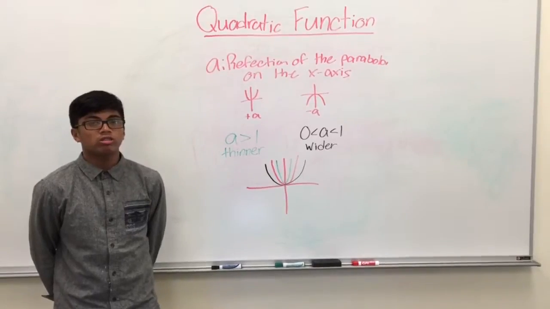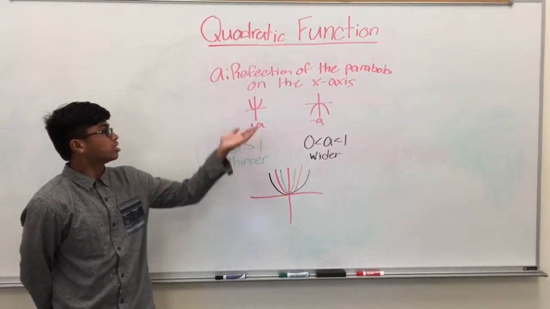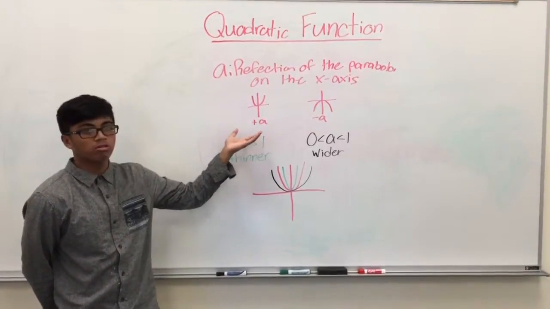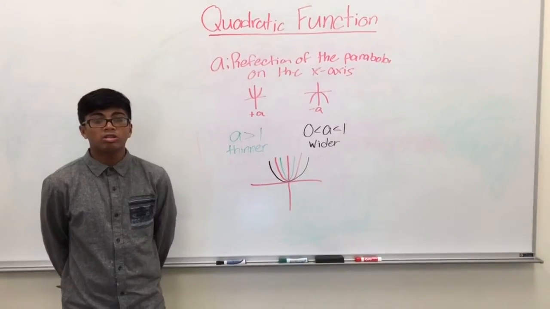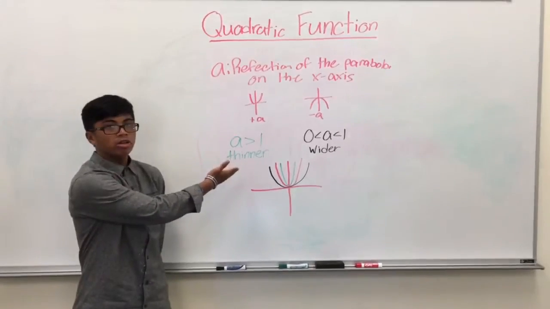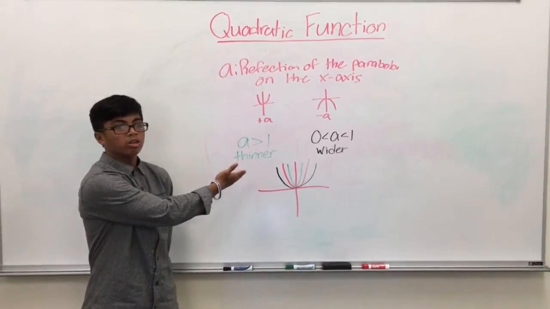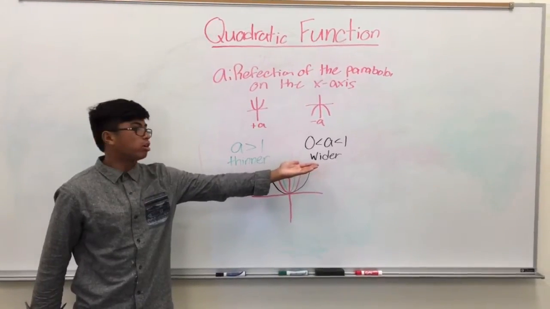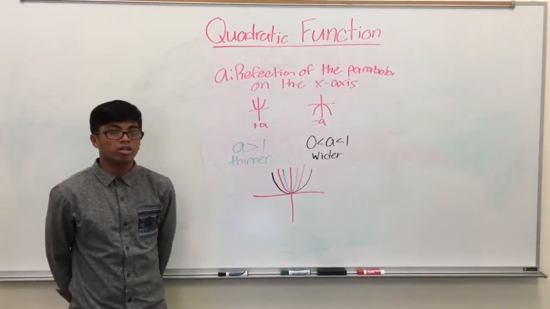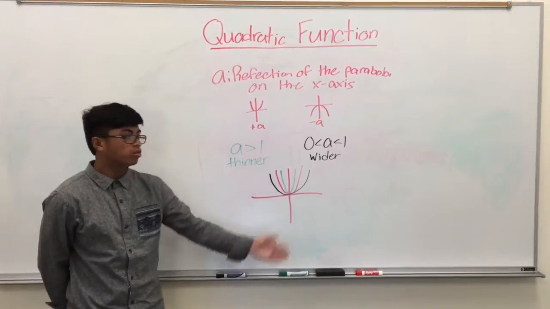So a illustrates the reflection of the parabola on the x-axis. If a is positive, the parabola will face upwards. If a is negative, the parabola will face downwards. Also, if a is greater than 1, then the parabola will be thinner than the parent function. And if 0 is less than a, but a is less than 1, then the parabola will be wider than the parent function, as you can see right here.